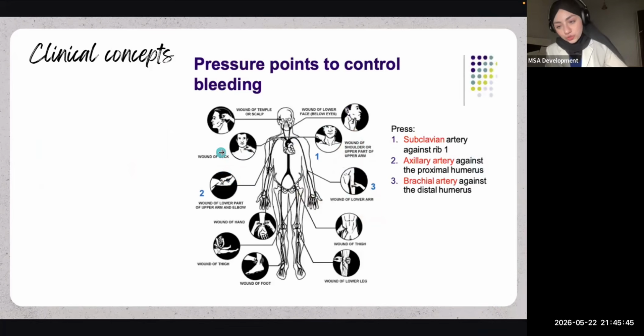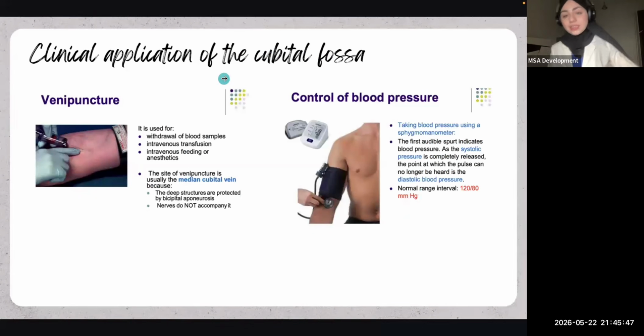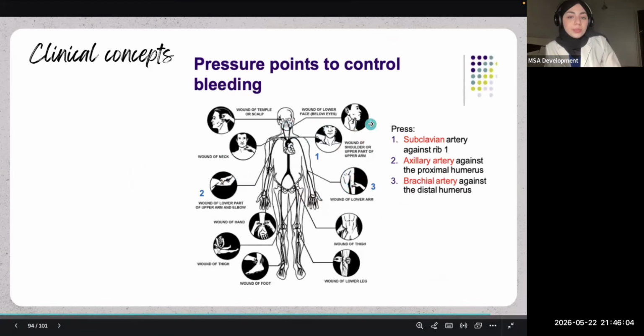But the whole idea that I want you to take from these slides is that the cubital fossa is a great area for multiple important structures to meet, which is why it makes it the optimal place for me to take my blood pressure and the optimal place for me to withdraw blood, administer anesthetic, whatever it may be.